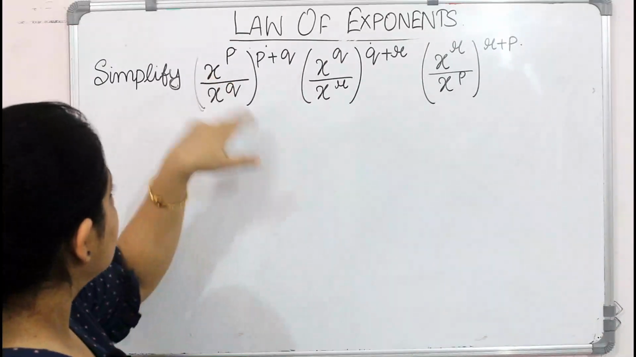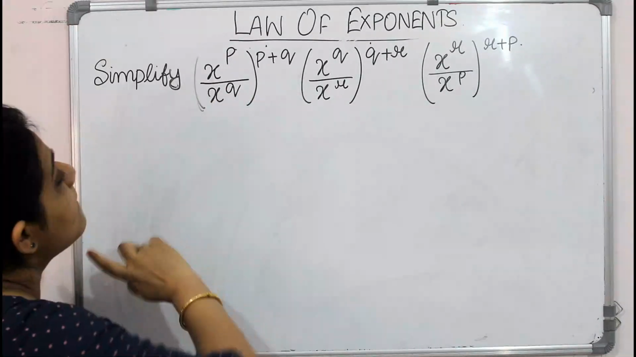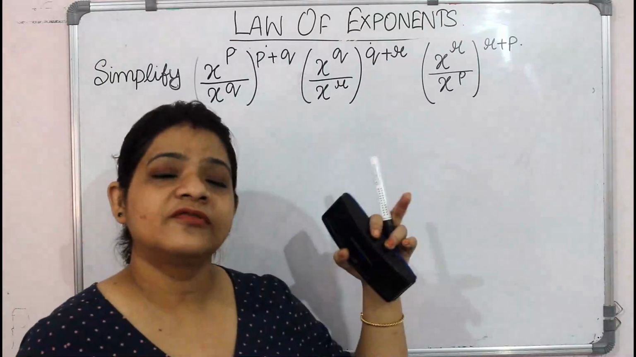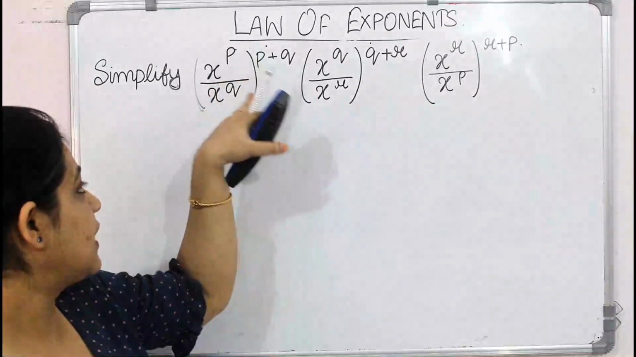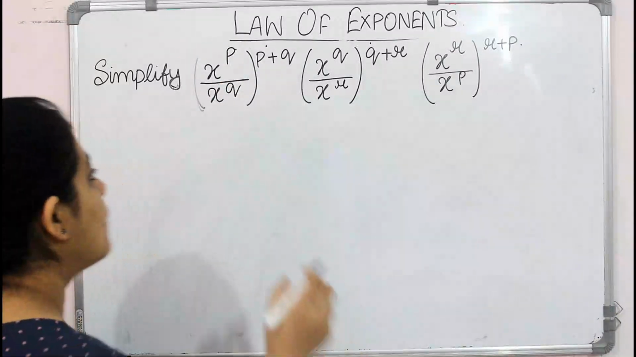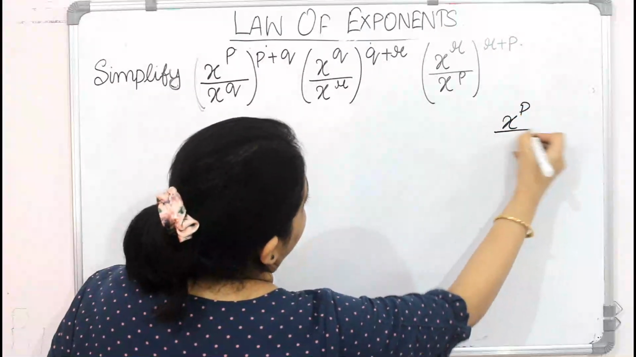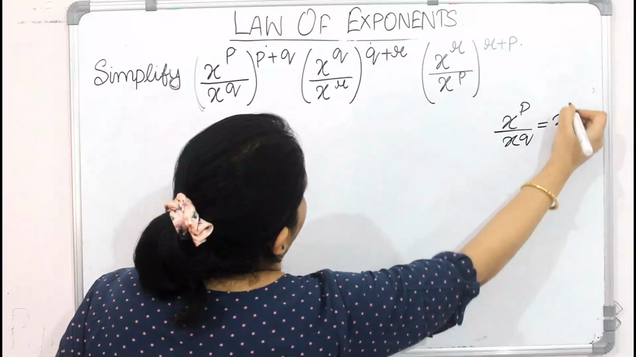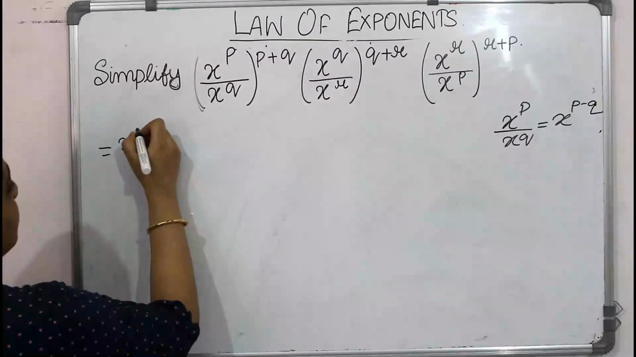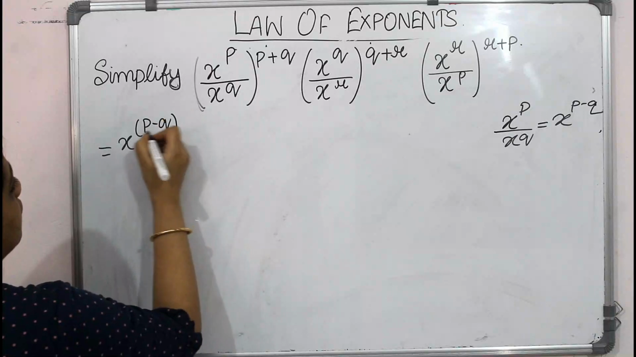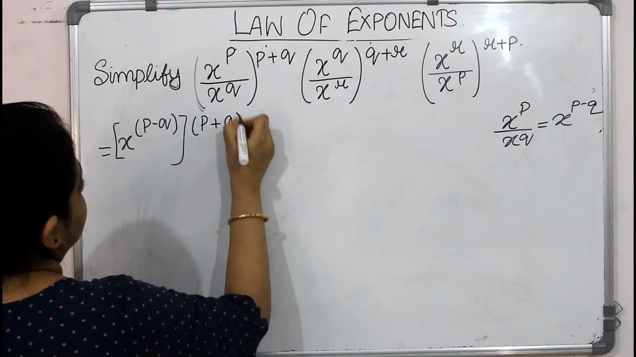The fourth sum is you have to simplify this expression. So x to the power of p by x to the power of q. Both of them have the same base but powers are different and they are being divided. So what you have to do, you know very well, x to the power of p by x to the power of q, we can simply write it as x to the power of p minus q. So here you can write it as x to the power of p minus q, close the bracket. This is another power, that is p plus q.